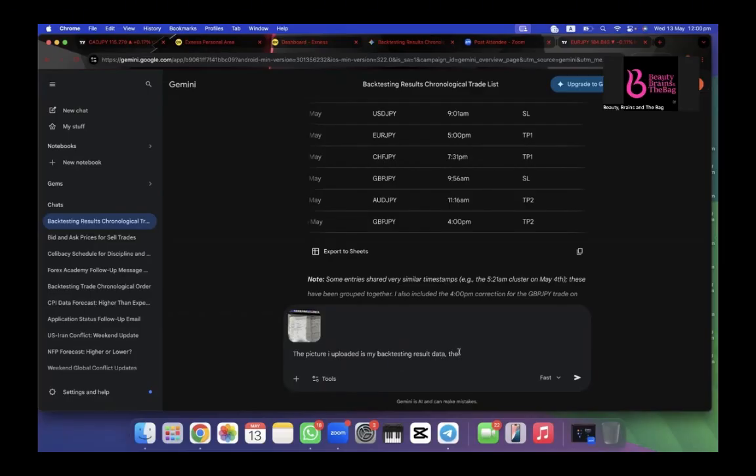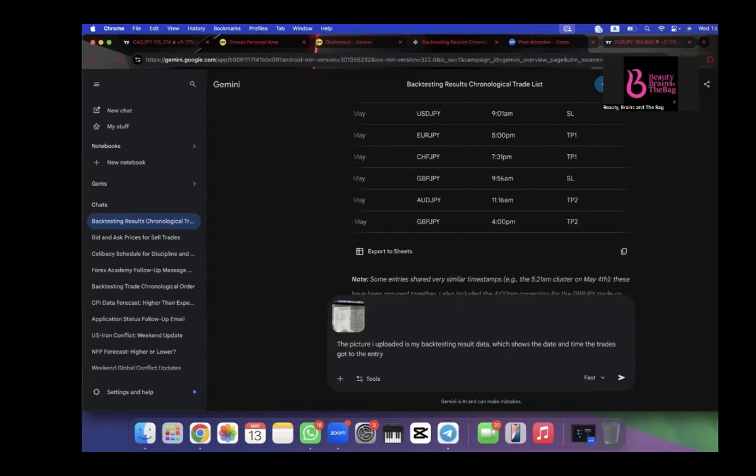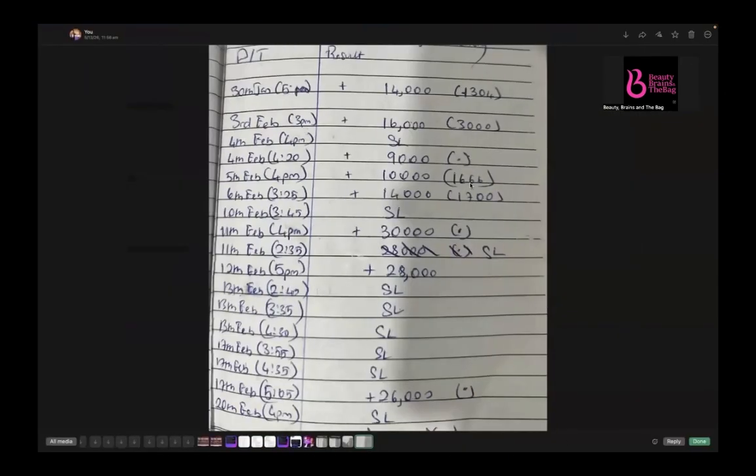The number, wait, look at this thing here, which shows the date and time the trades got to the entry. So if you look, this is the date they got to the entry point, and this was the time. Date, date, time. So I've told it already, date and time the trades got to the entry point.